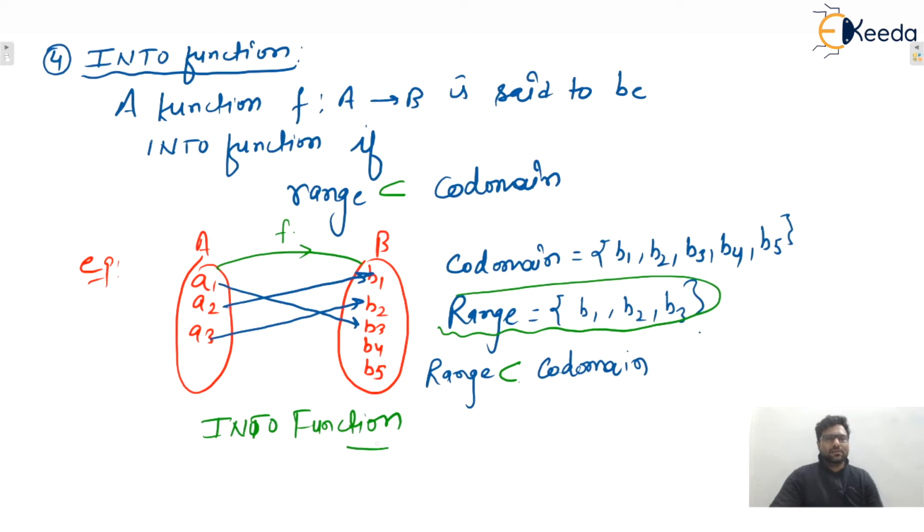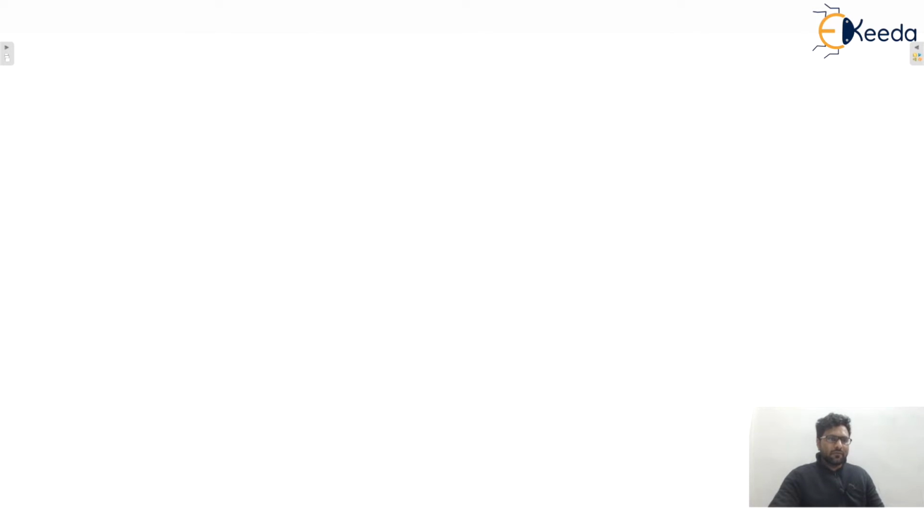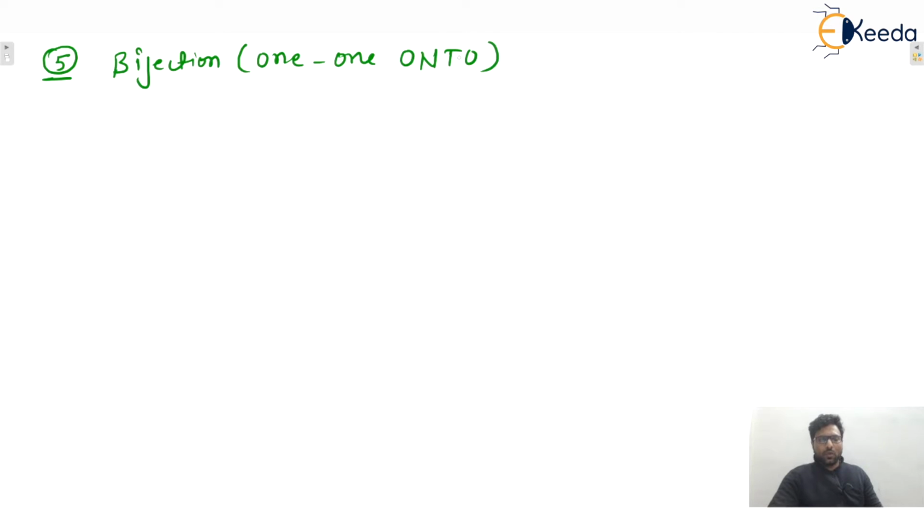First one is one to one function, then many to one function, then onto function, then into function. The last one is a combination of one to one and onto, that is known as the fifth one, bijection. And what is bijection? Bijection means a function that is one to one as well as onto, isn't it? Let us consider one example.